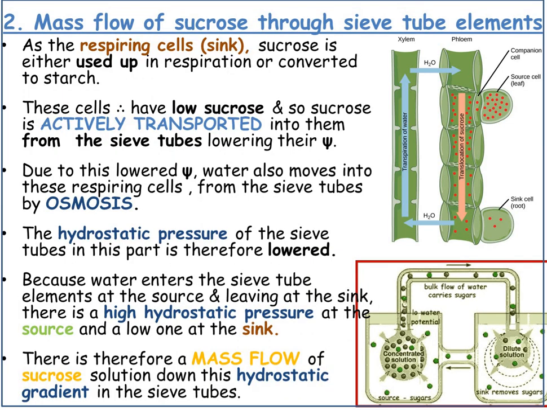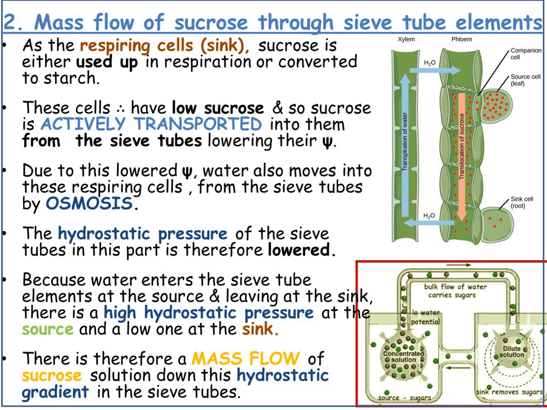As the respiring cells, or the sink, are respiring, they use the sucrose up in respiration, or they convert that sucrose into starch. And therefore these cells have a low sucrose concentration. So sucrose is actively transported into them from the sieve tubes, which lowers their water potential. And due to this lowered water potential, water also moves into these respiring cells from the sieve tubes by osmosis. The hydrostatic pressure of the sieve tubes in this part is therefore lowered.